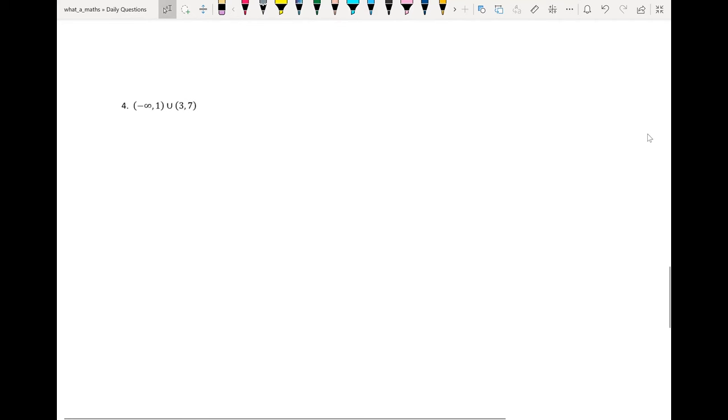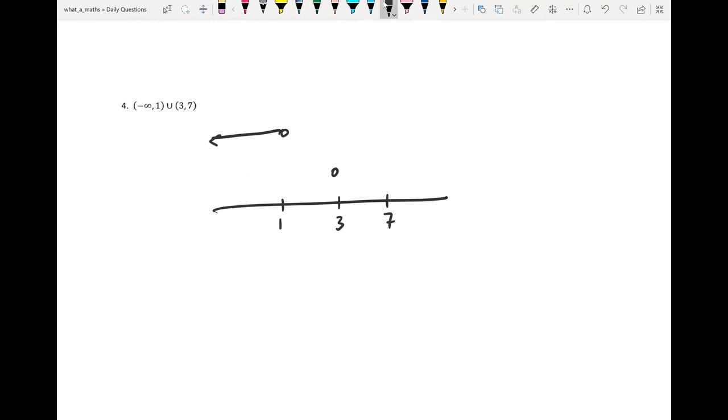Now the last one, question number 4, still the same question, same example. But this time we are doing union. So union, I will take everything. So my interval notation, check the lines. The most left, it is towards -infinity. So -infinity to 1.